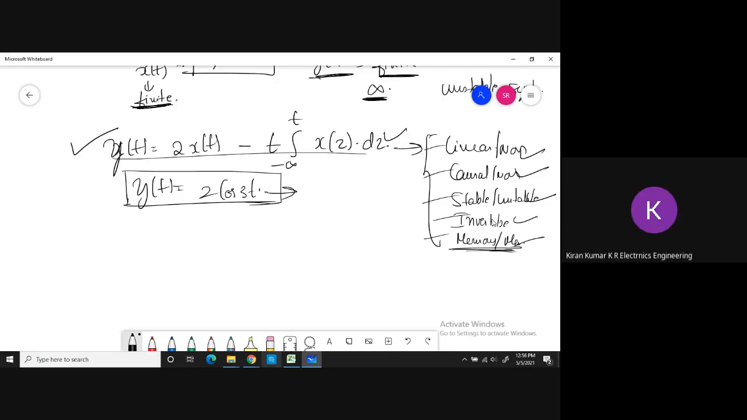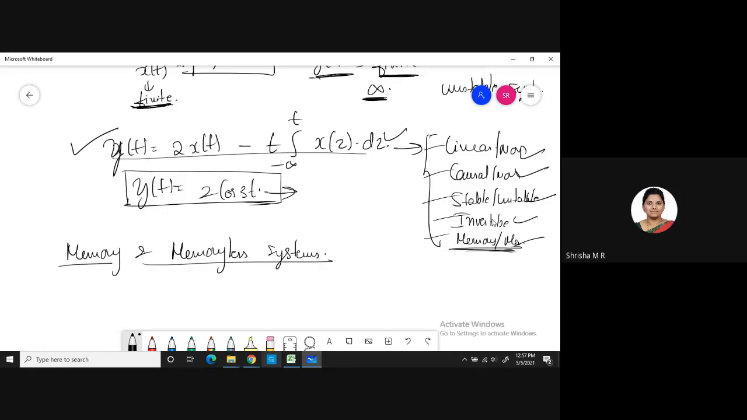Yes, ma'am. Okay, so we have some time, right? So I'll start with memoryless now, or next class. Shall we start now? Memory and memoryless systems. I'll just explain, then we can solve problems on these. Okay, so memory and memoryless systems are also called static and dynamic systems.